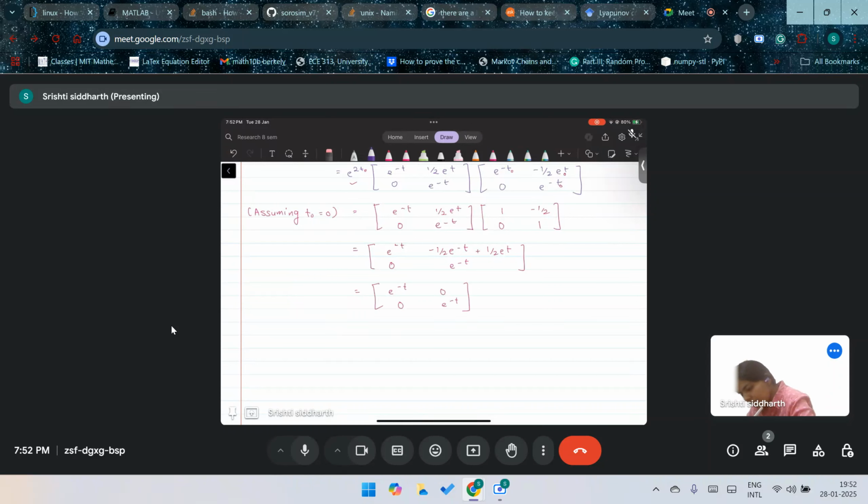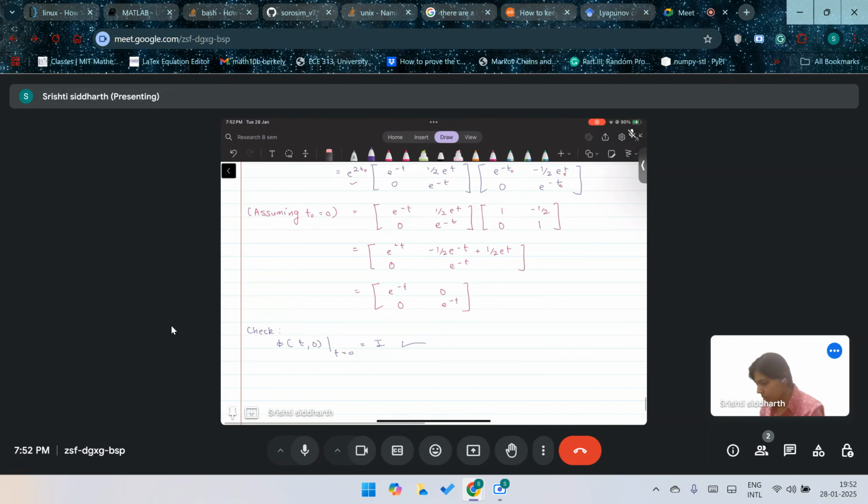So we can just check this, that phi t comma 0 at t equals 0 is actually identity. You can just substitute t equals 0 here to get identity. Alright, so that's it for today.